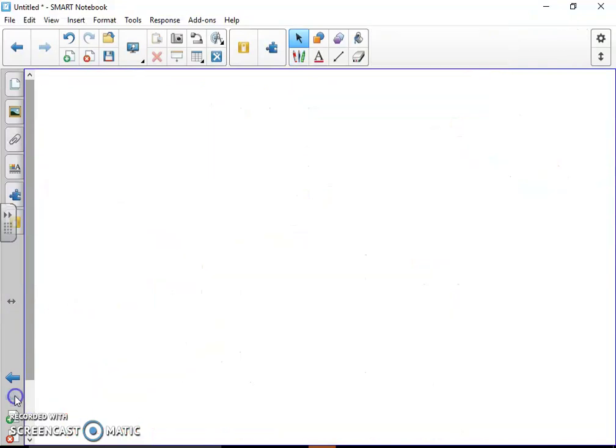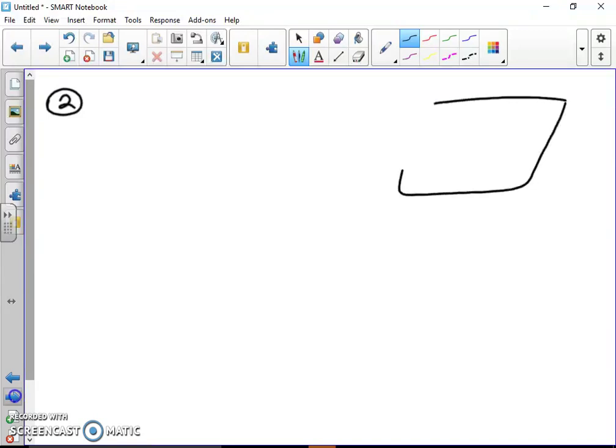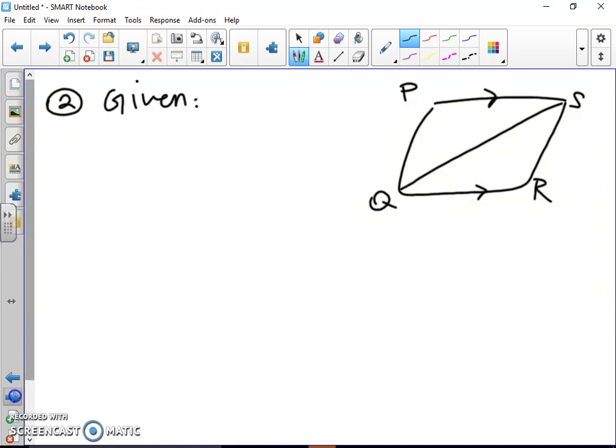All right, we'll do one more, so number 2, and we're going to have something that looks like this. And we've got P, Q, R, S. All right, so let's look at our given. I've already kind of showed you part of the given. The given is that PS is parallel to QR. And then I'm also going to tell you that the angle QPS is congruent to angle SRQ.